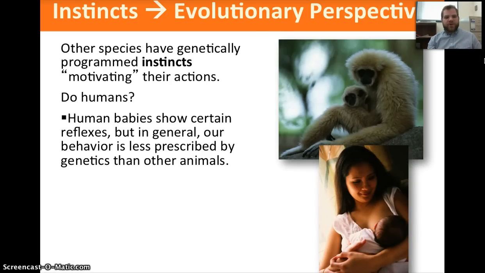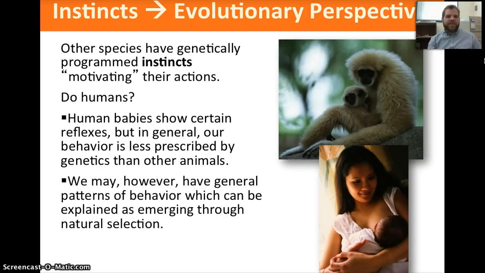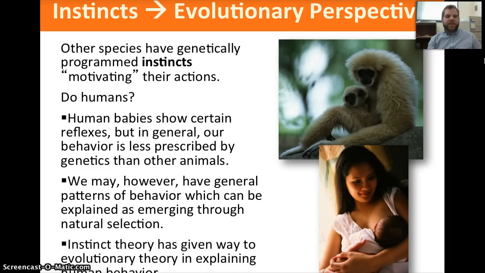Human babies show certain reflexes, but in general, our behavior is less prescribed by genetics than other animals'. There's what's called epigenetics, meaning we can learn things, and that changes our genetic code over time. We may, however, have general patterns of behavior which can be explained as emerging through natural selection. So genetics do play a part. Biology does play a part. But it's not the whole picture, I don't think. So instinct theory has given way to evolutionary theory in explaining human behavior.